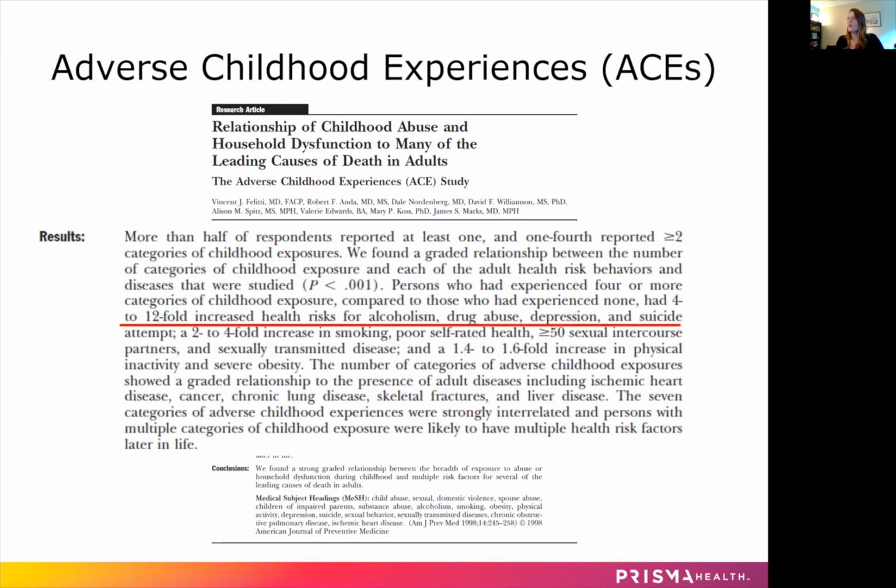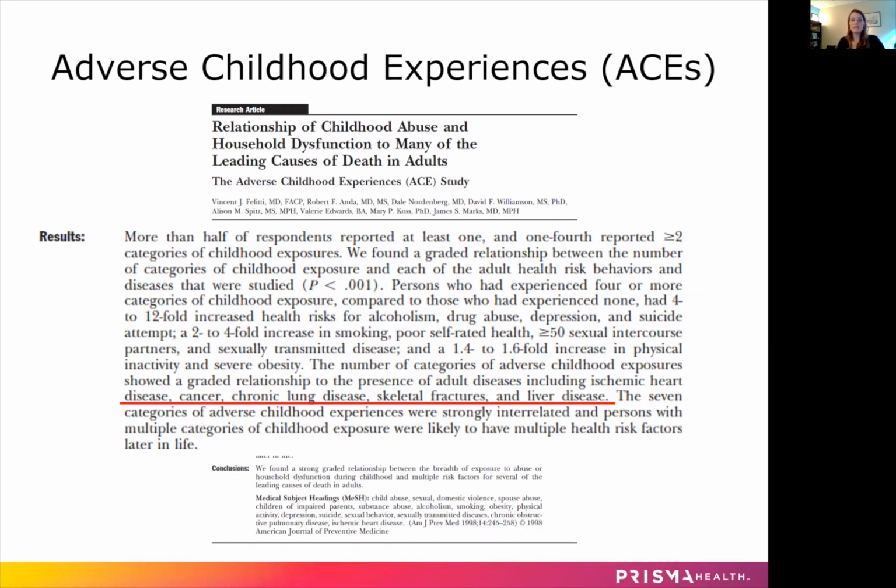What they also found was that people who had experienced 4 or more categories of childhood exposure, compared to those who had none, had a 4 to 12 increased health risk for alcoholism, drug abuse, depression, and suicide attempts, a 2 to 4 increase in smoking, poor self-rated health, greater than 50 sexual intercourse partners, and subsequent sexually transmitted disease, and around a 1.5-fold increase in physical inactivity and severe obesity. There was also a graded relationship, meaning the more adverse childhood experiences you had, the more likely you were to have things like ischemic heart disease, so heart attacks, cancer, chronic lung disease, skeletal fractures, and liver disease.